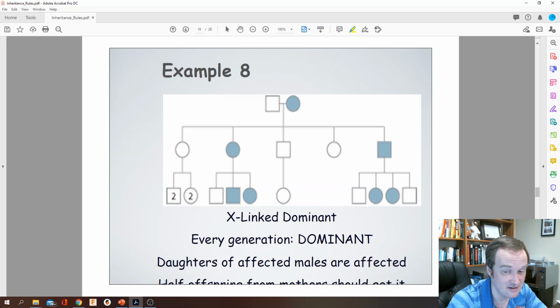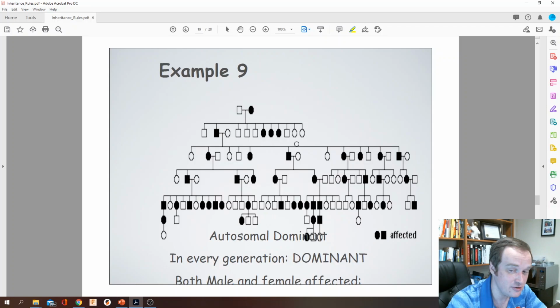So again, this is a real big pedigree, and it's real easy to spot the autosomal dominant because you see it never skips a generation, right? You can see on every line that there are affected individuals, and wherever there's an affected individual, one of their parents had to have it.